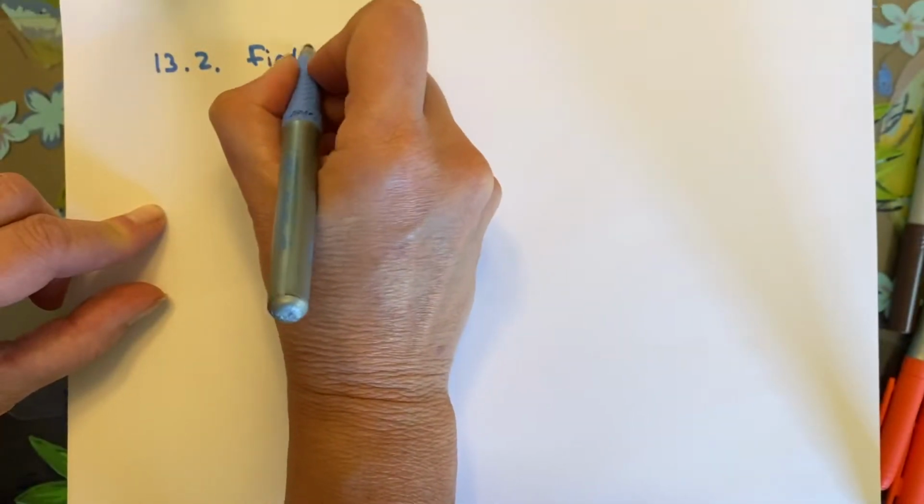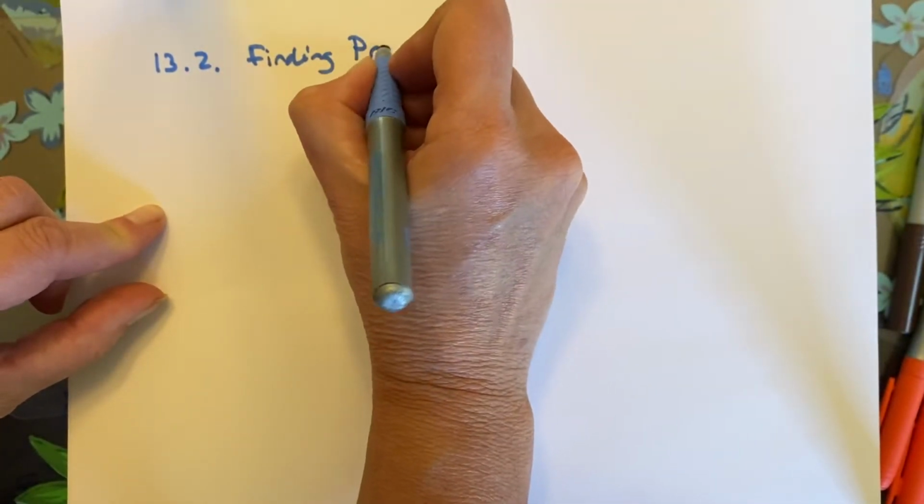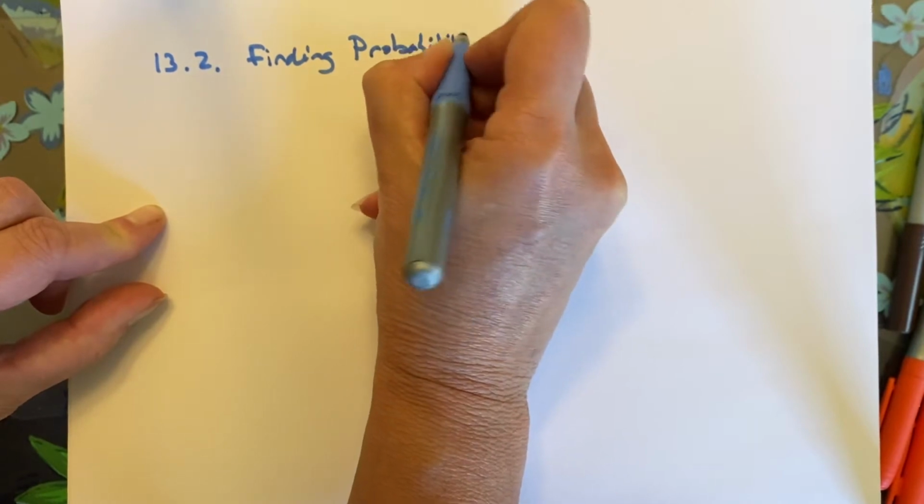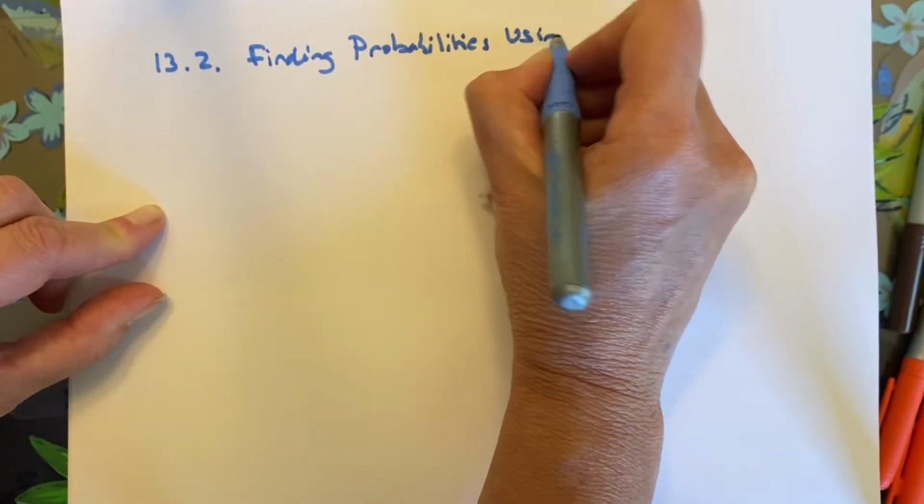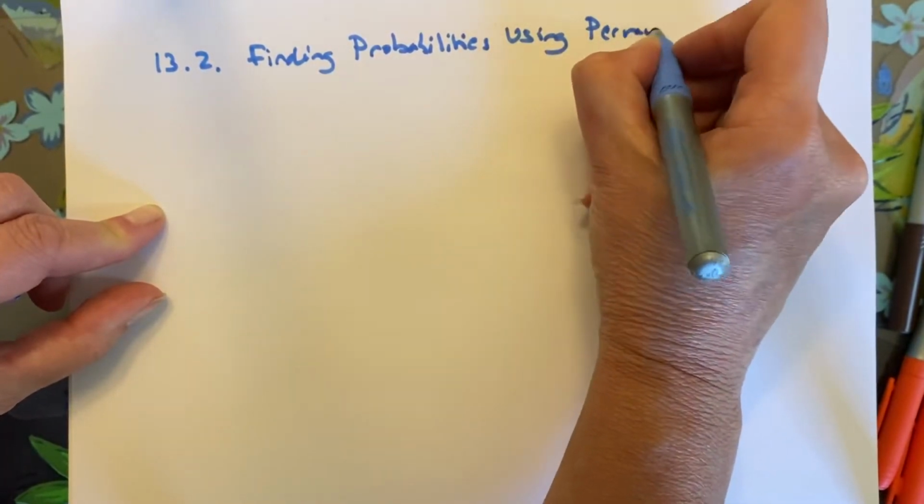13.2, finding probabilities using permutations.